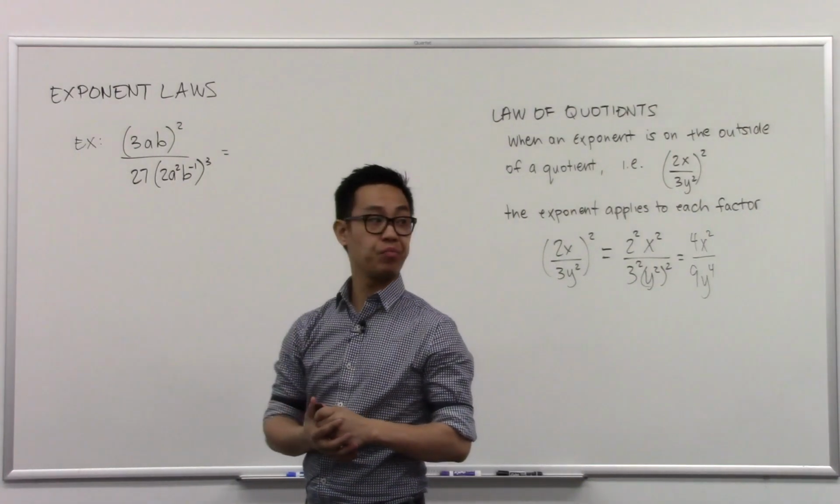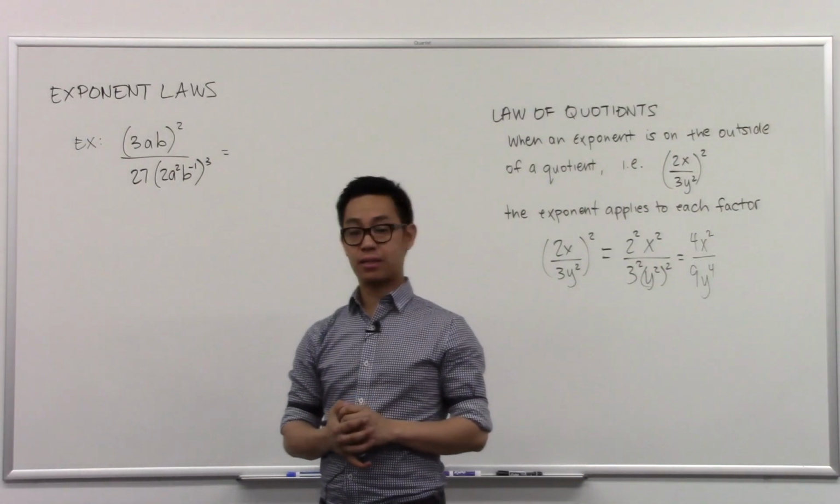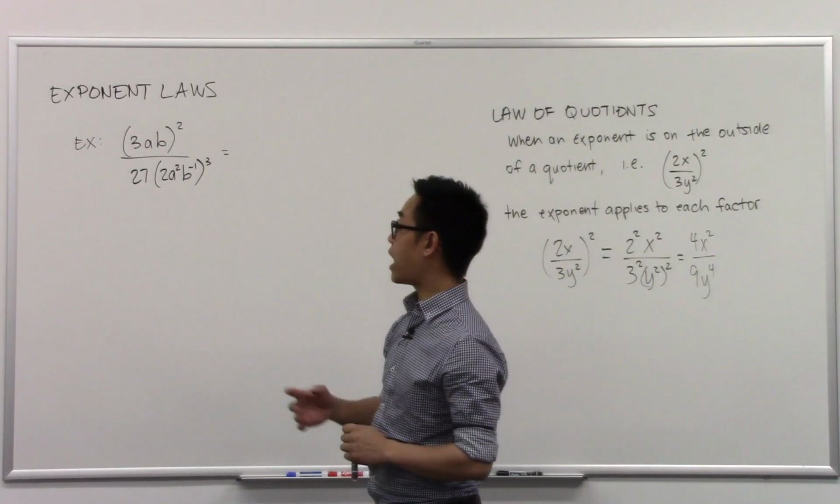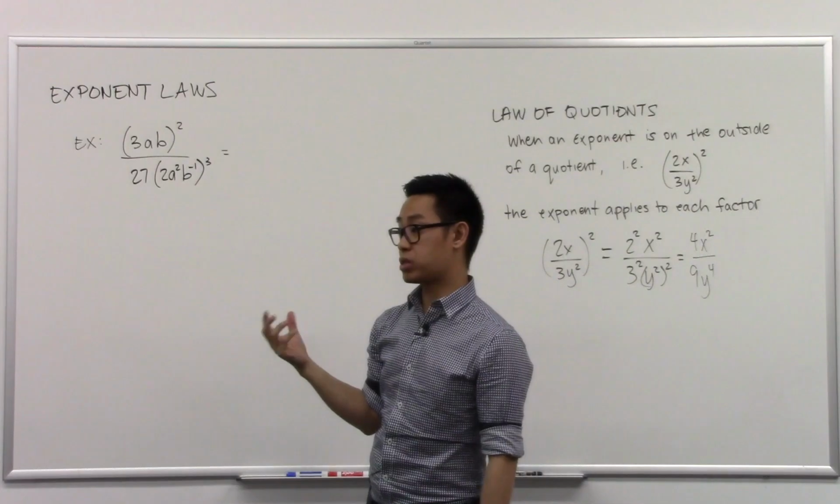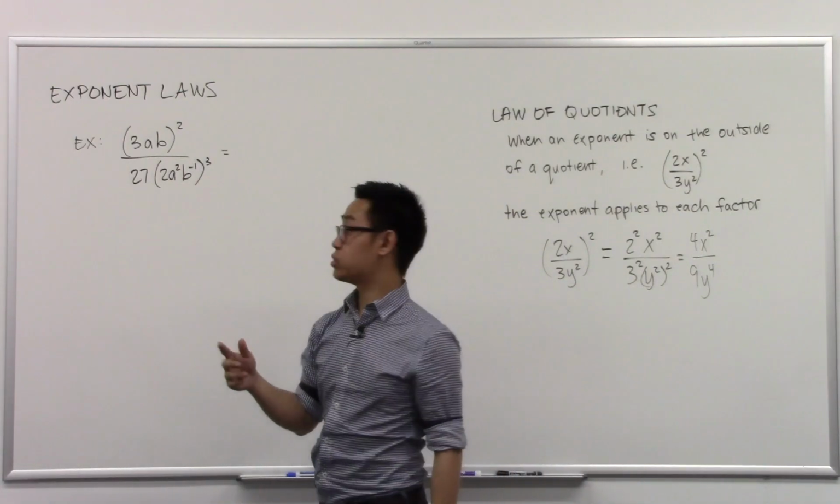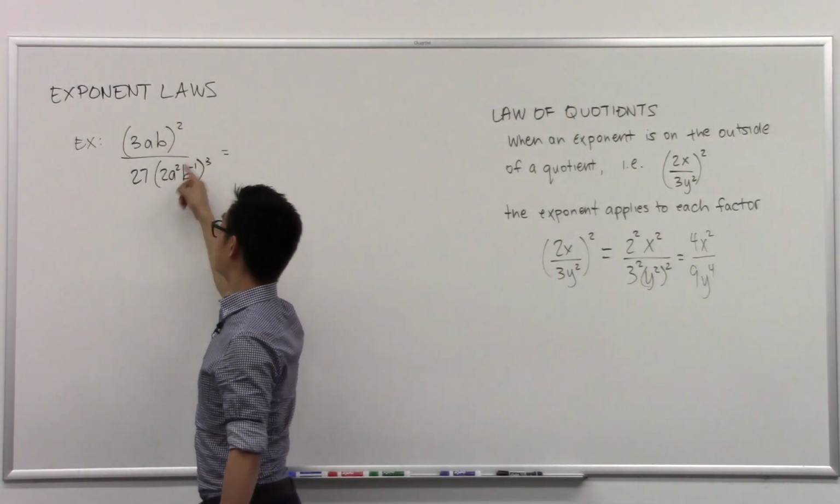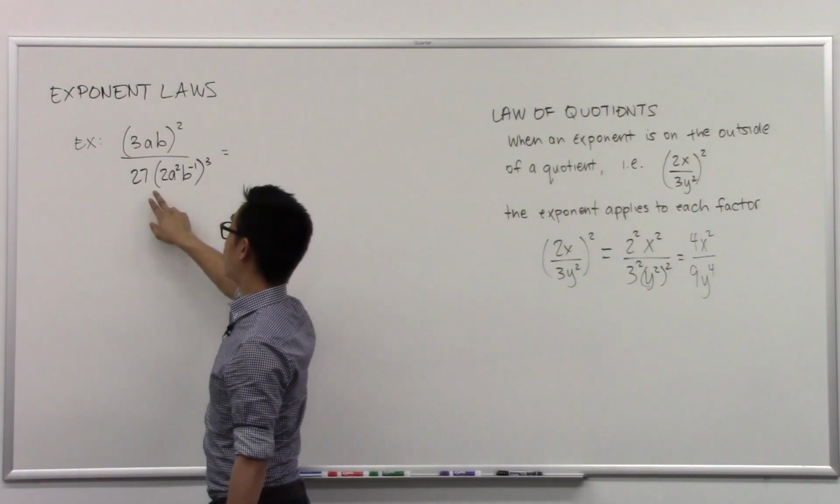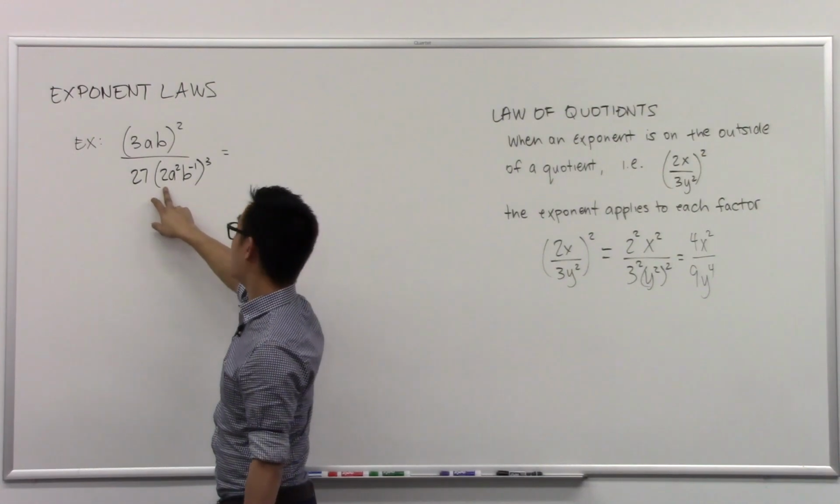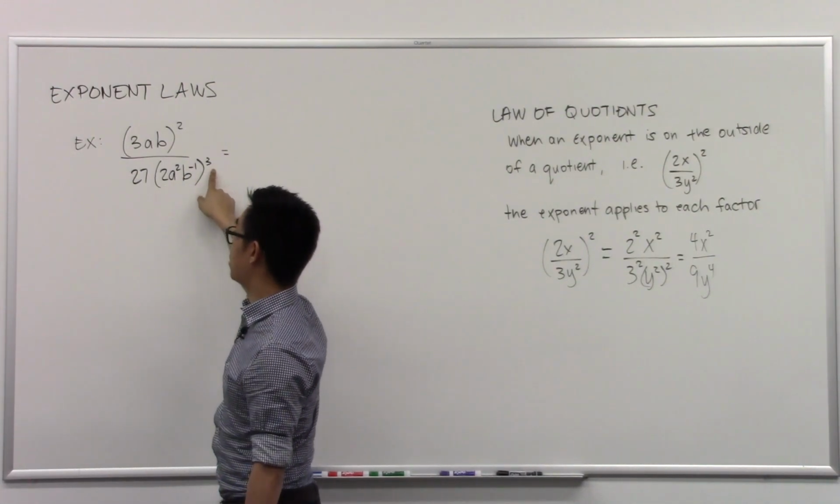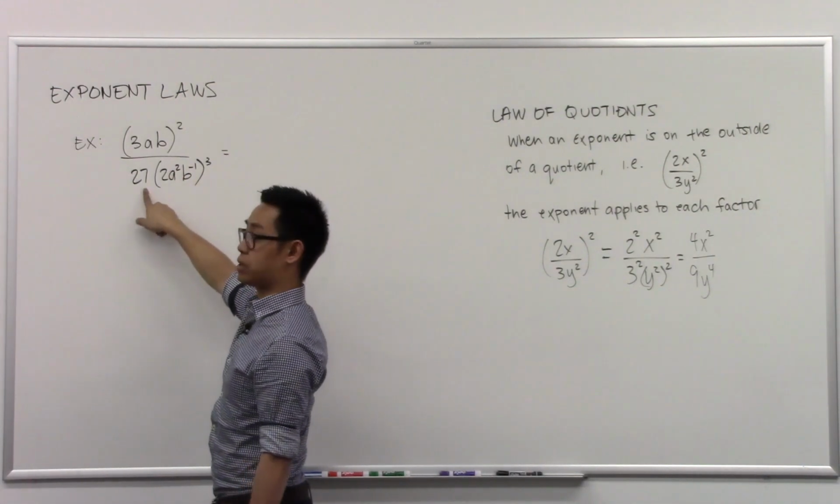From BEDMAS, we know that we should take care of exponents before multiplication. So you should definitely be applying these exponents on here before you try to multiply these two. So the 27 should not be times the 2. As well, the 3 is not on the outside of the 27, so the 3 does not go to the 27.